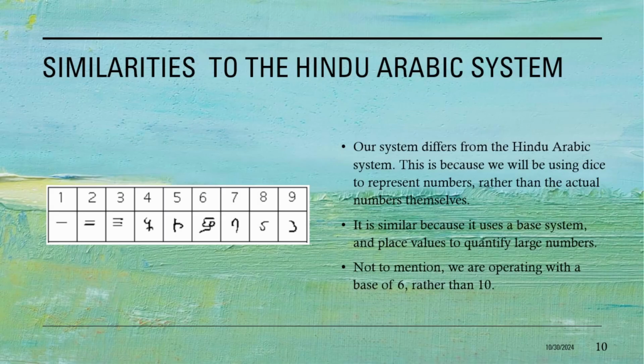In terms of similarities to the Hindu-Arabic system, our system differs from this system. This is because we will be using dice to represent numbers rather than the actual numbers themselves. It is similar because it uses a base system and place values to quantify large numbers. And not to mention, we are operating with a base of 6 rather than 10.